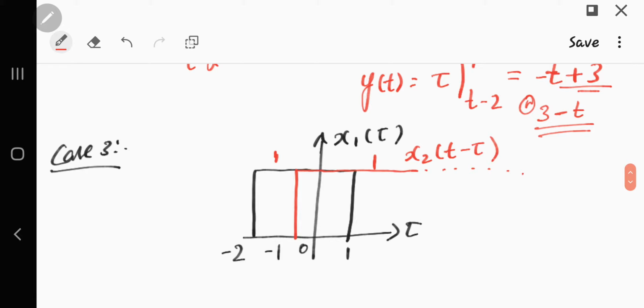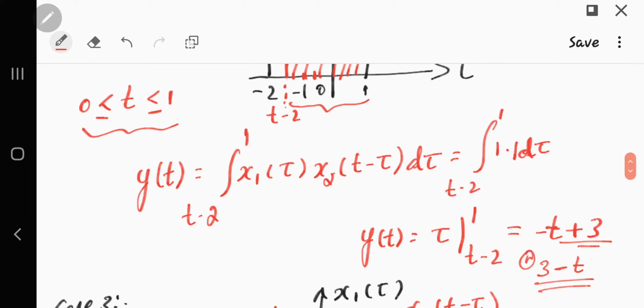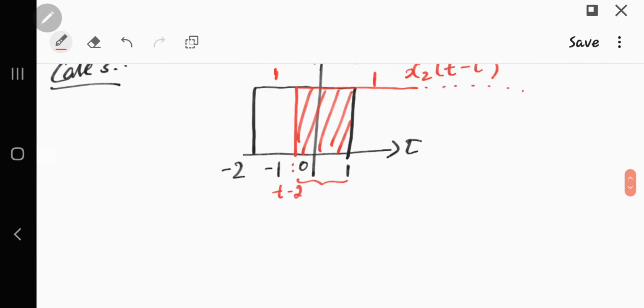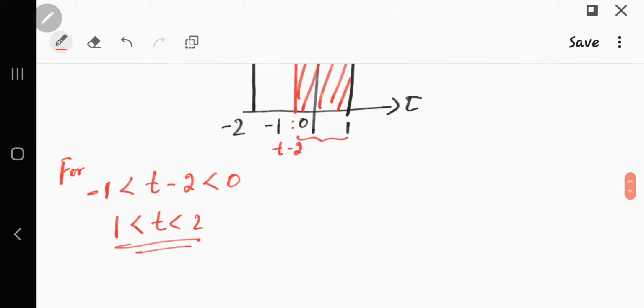Okay. Now if you observe, this is my t minus 2. The overlapping region again is from t minus 2 to 1, same as in the previous case. Here also it is t minus 2 to 1. So how do you define the case here? For t minus 2 less than 0 and greater than minus 1. If you simplify this, the limit is between 1 and 2.